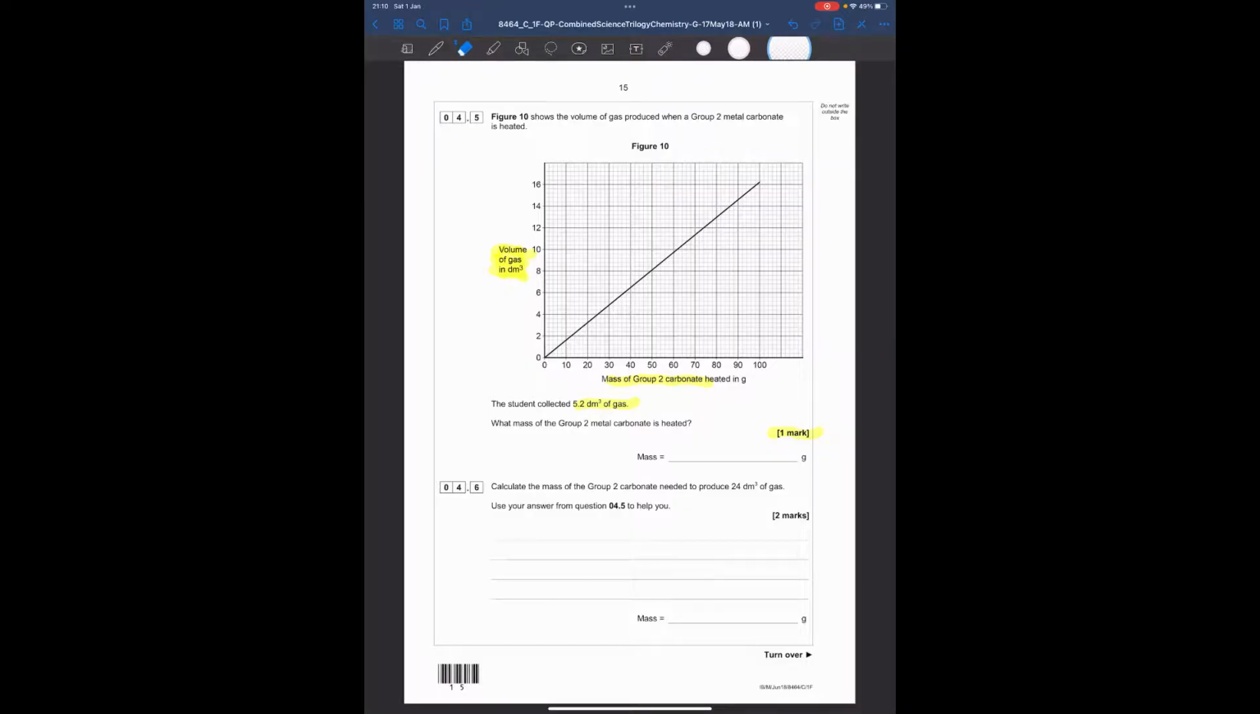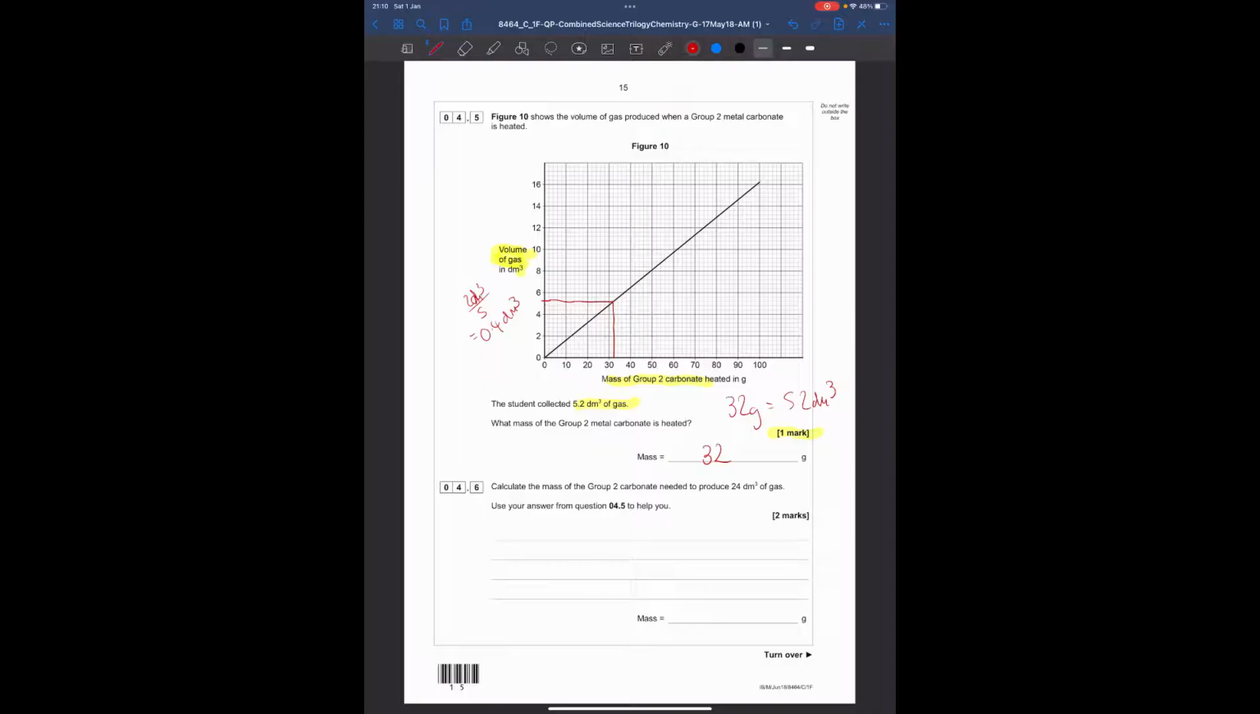Reading the scale properly, you've got a gap of 2 decimeter cubed, and you've got 5 squares, so therefore each square is going to be worth 0.4 decimeter cubed. Go up, so it goes 4.0, 4.4, 4.8, 5.2. So this line here is representing 5.2. You go along, and then you can go down, so that gives you 32 grams. So we know that 32 grams is equal to 5.2 decimeter cubed of gas.